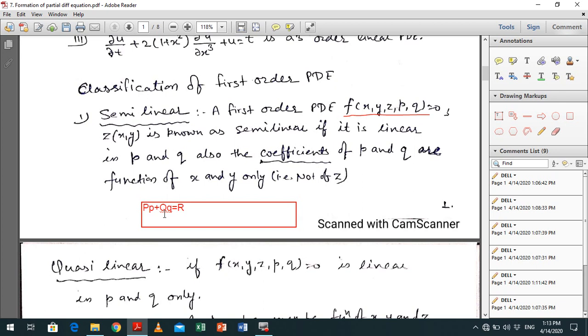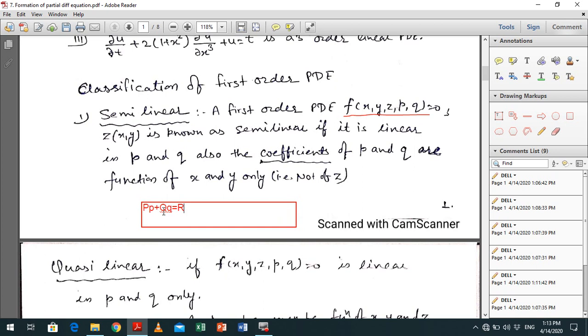Suppose capital P, Q and R, all three are functions of x, y only. Then this equation becomes a linear equation. Whereas if capital P and capital Q are functions of x, y, but R may be some function of x, y and z, it becomes semi-linear.